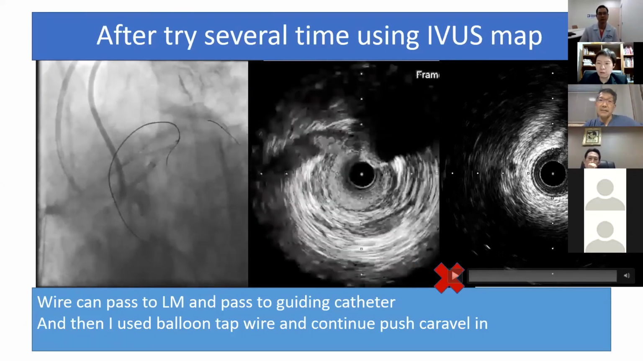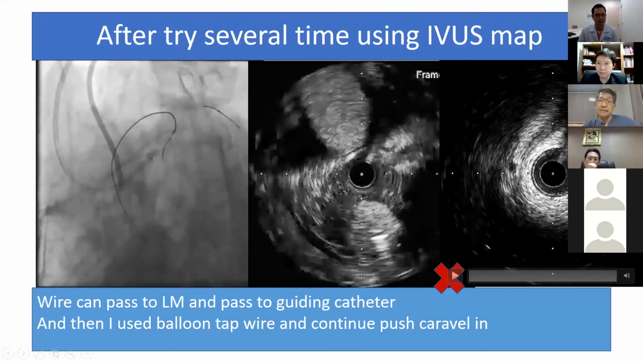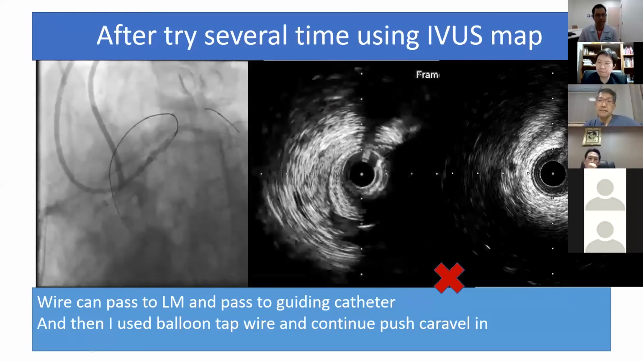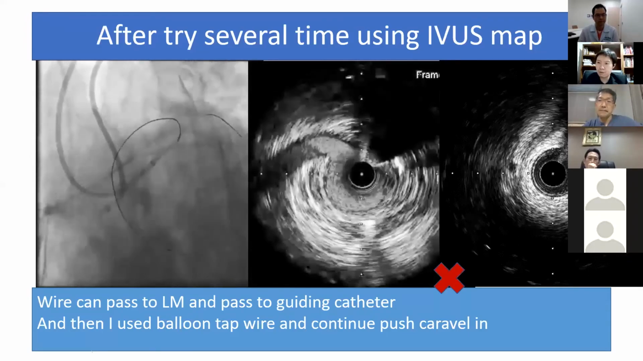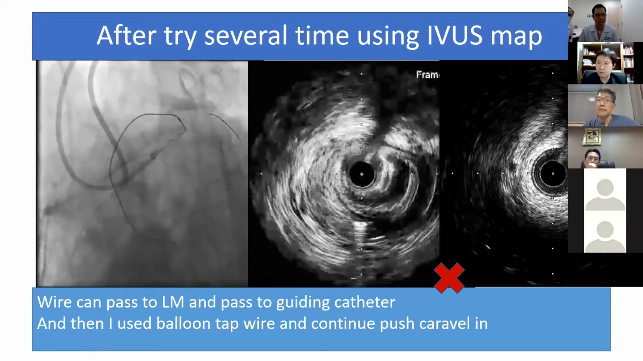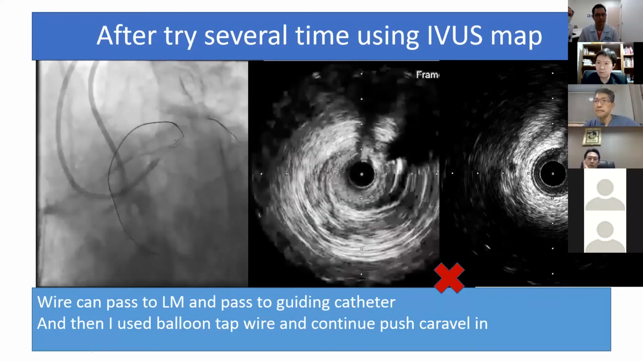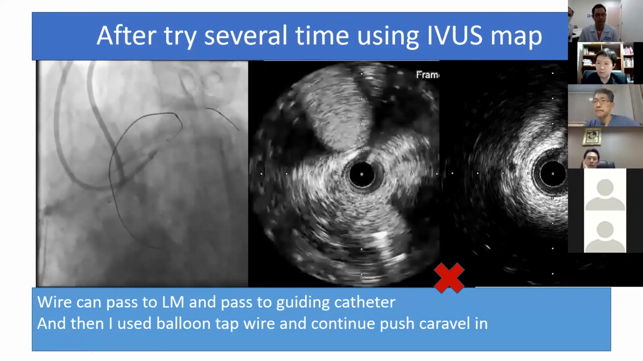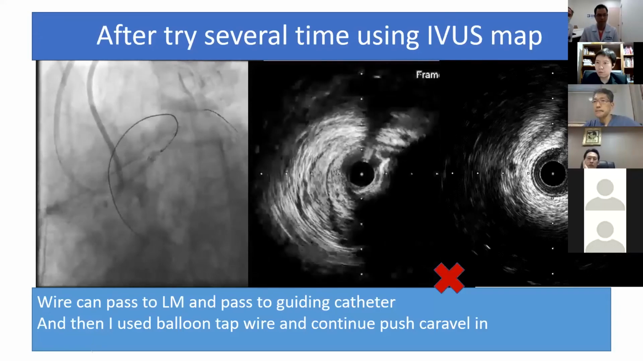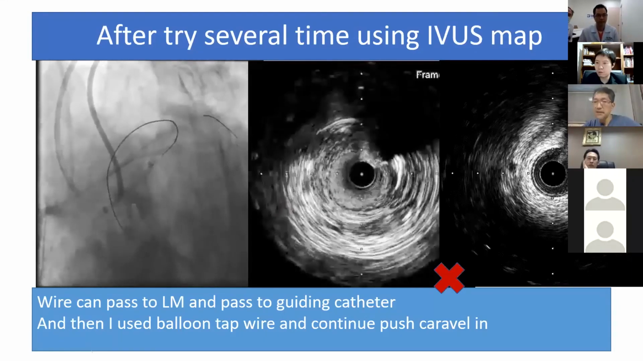Okay, so you mean that when the retrograde wire gets close to the left main, we should do the antegrade preparation and probably do a reverse CART in the LAD rather than do the direct crossing into the left main.